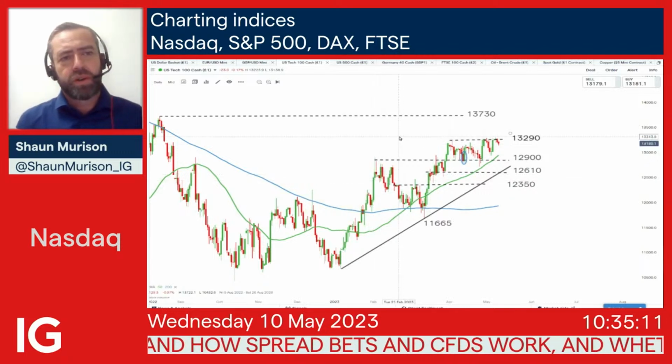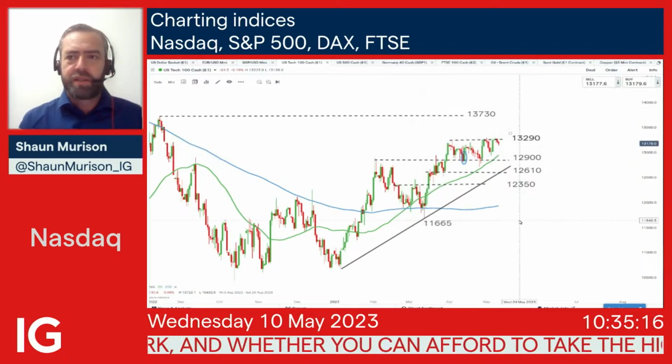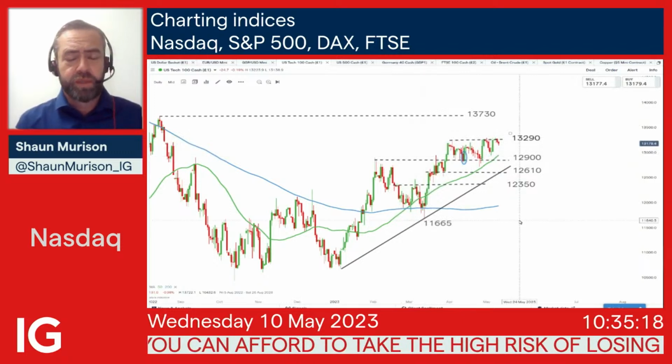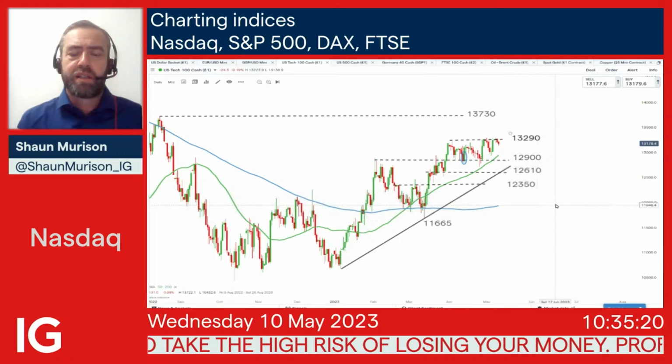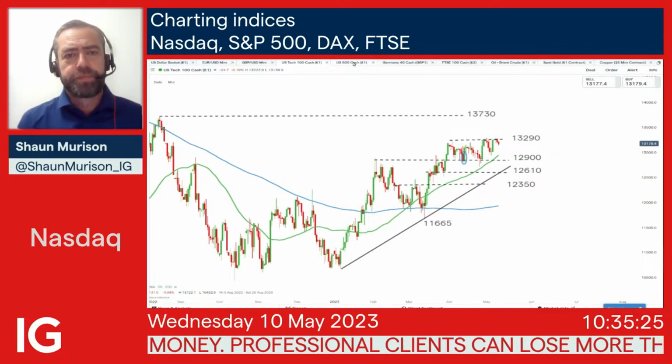But certainly it has been the strongest of the major US indices, albeit off a low base of a year of underperformance in 2022. But now 2023 has seen the return of the Nasdaq, or certainly in the early part of the year.